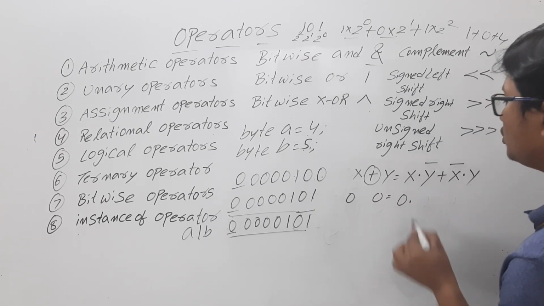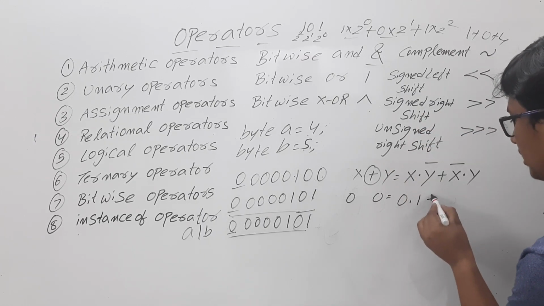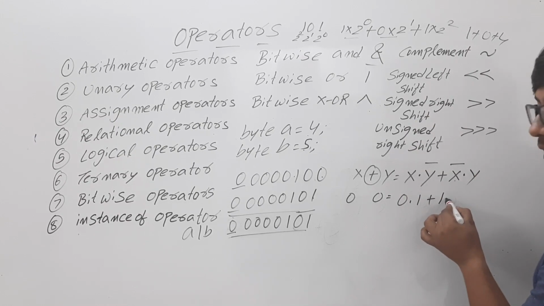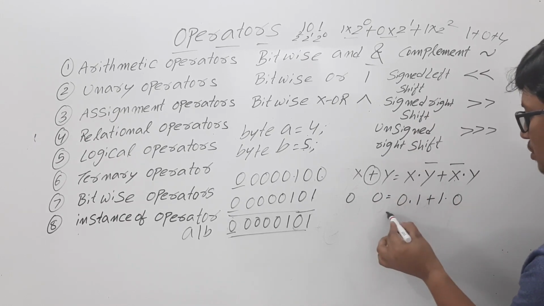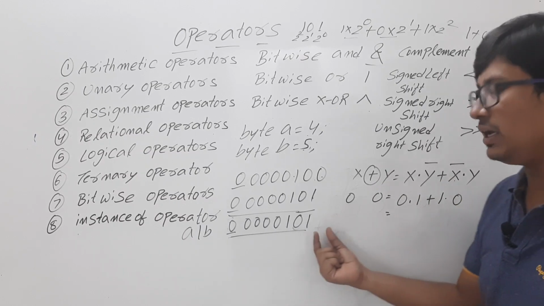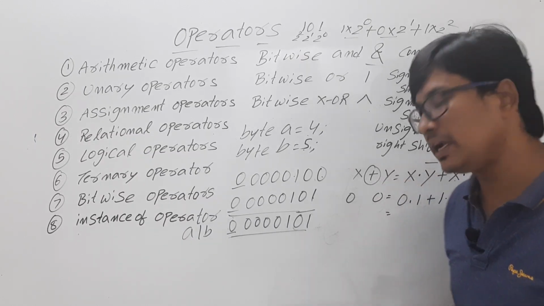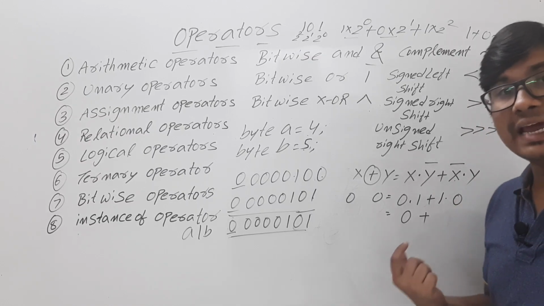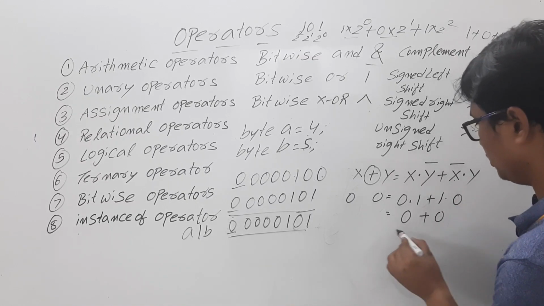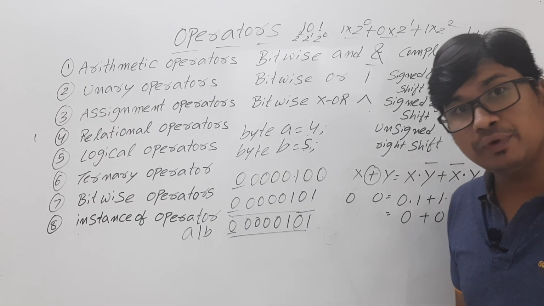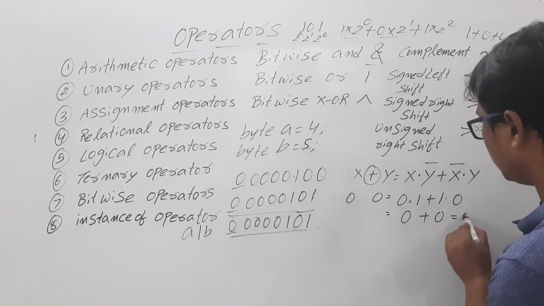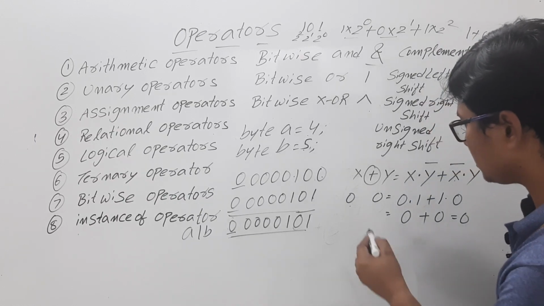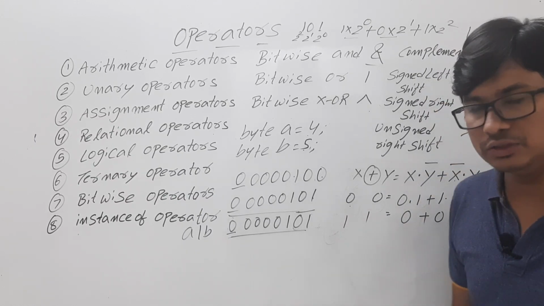If X value is 0, 0's complement will be 1, and Y value is 0. So 0 and 1: just now we have discussed 0 bitwise and 1 will be 0, or 1 bitwise and 0 will be 0. So 0 bitwise or 0 will give you 0. So if both the inputs are same, you can take the same example, 1 and 1 also.